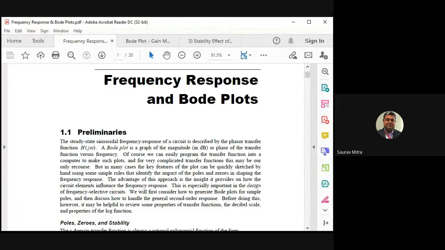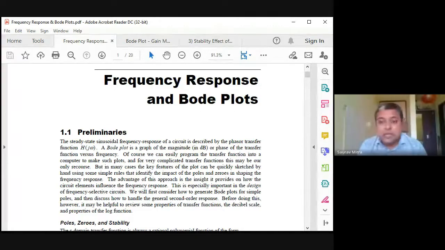Whenever there is a single order zero, it will be having 20 dB per decade slope. I'm telling you again, remember this. If it's a first order zero, single order zero, that means it will be having 20 dB per decade. What is decade? What is dB? All those things will be explained. If it is a first order pole, it will be having minus 20 dB per decade slope.